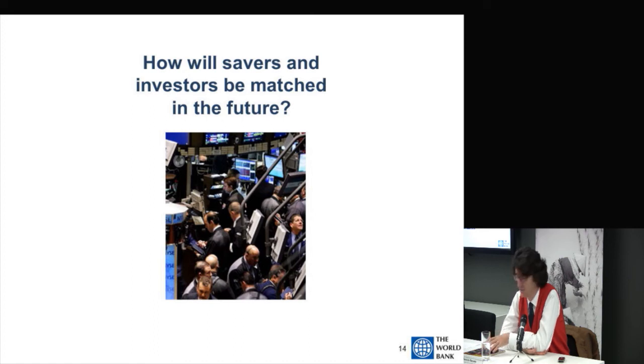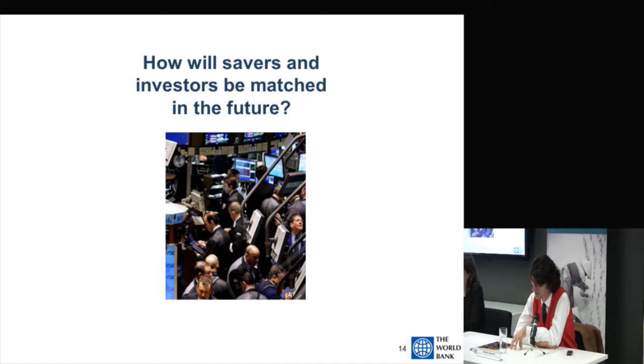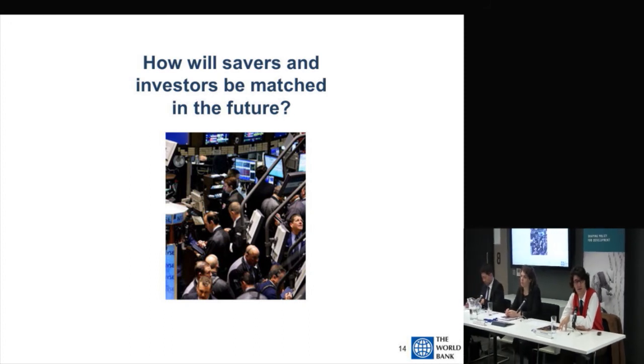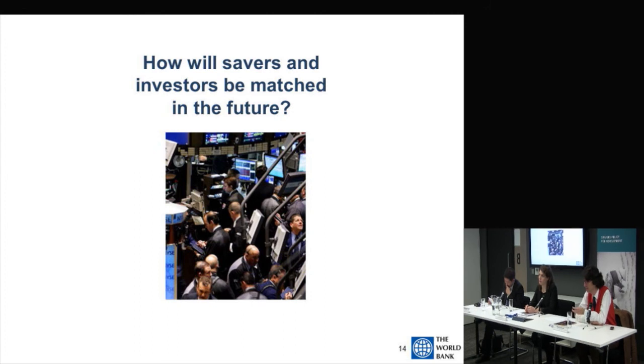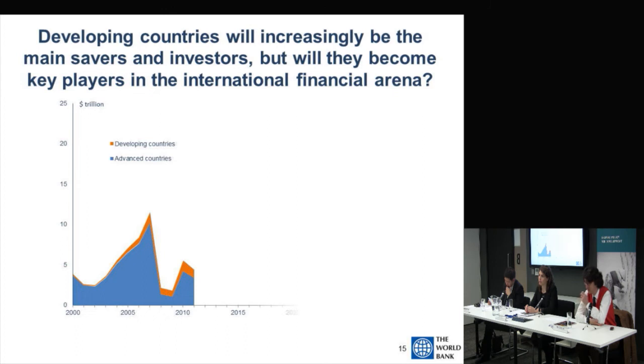Okay, the last question. I have quickly illustrated what happens to the saving and investment, and one basic consistent story that comes out is that there will be a lot of investment opportunity and demand for capital in developing countries, and a lot of savers will also be in developing countries, so matching them should not be too much of a problem. But that's not really the case, because if you consider the financial intermediation proxied here by the gross capital flows, the role of developing countries is minuscule.